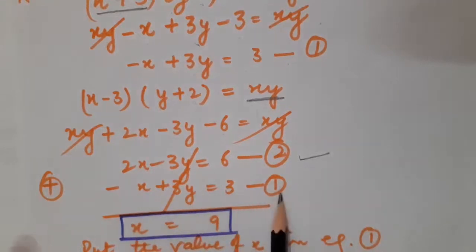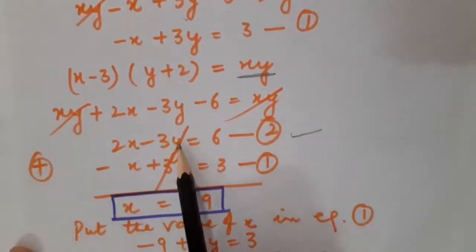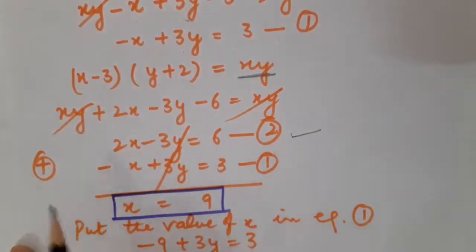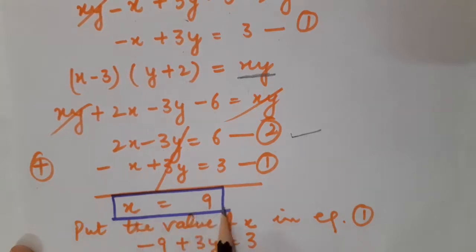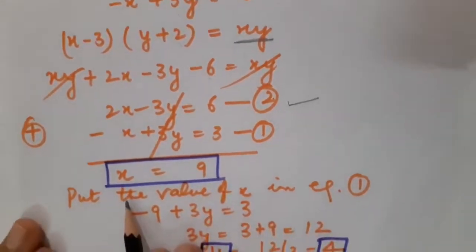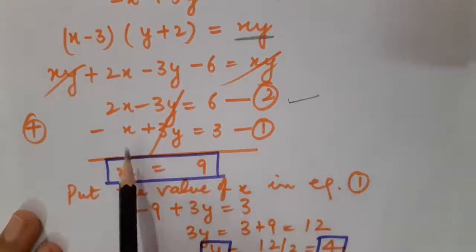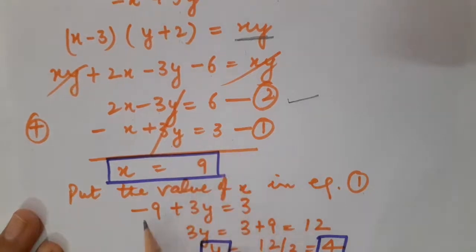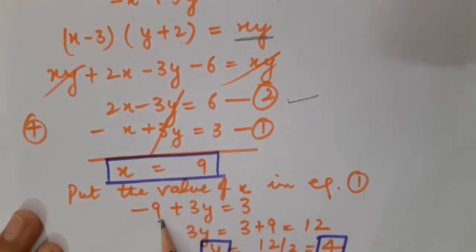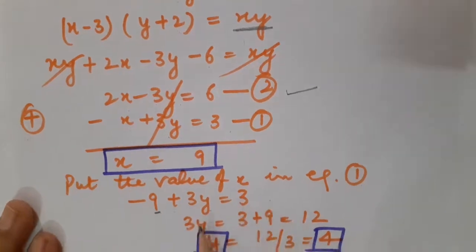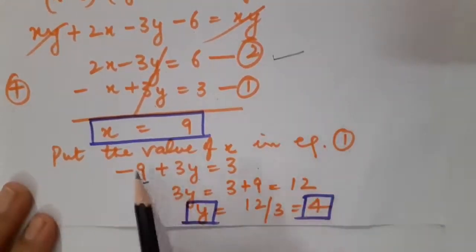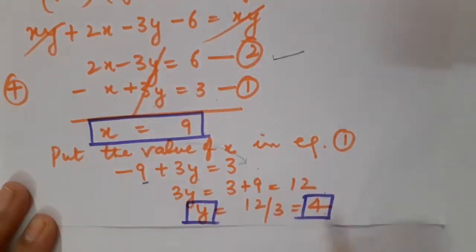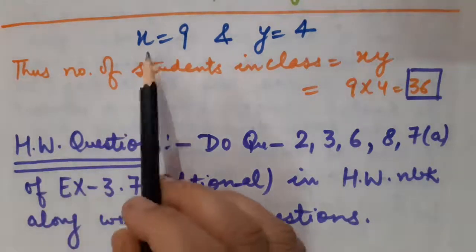Equation number 1 I have written again. Here children, luckily I had 3y with negative sign and 3y with positive, so I am going to add both the equations. So what I have got children, x is equal to 9. Putting the value of x in equation number 1: minus x plus 3y is equal to 3. At place of x I have put 9, so minus 9 plus 3y is equal to 3. So 3y is equal to 3 plus 9, that is 12. So what is the value of y? That is 4.